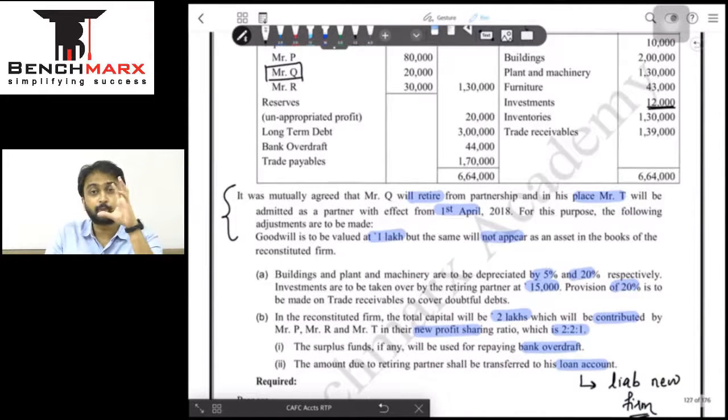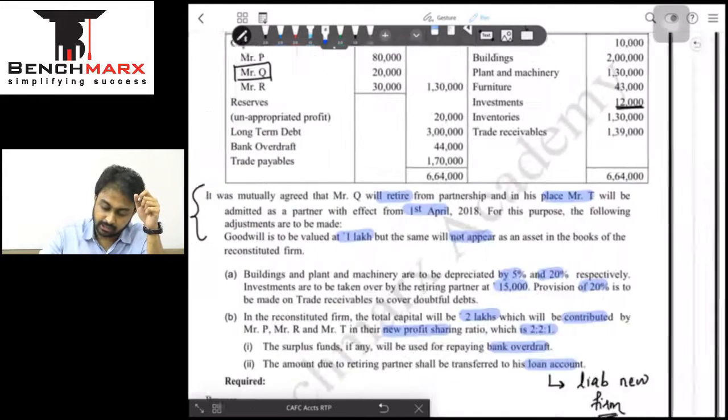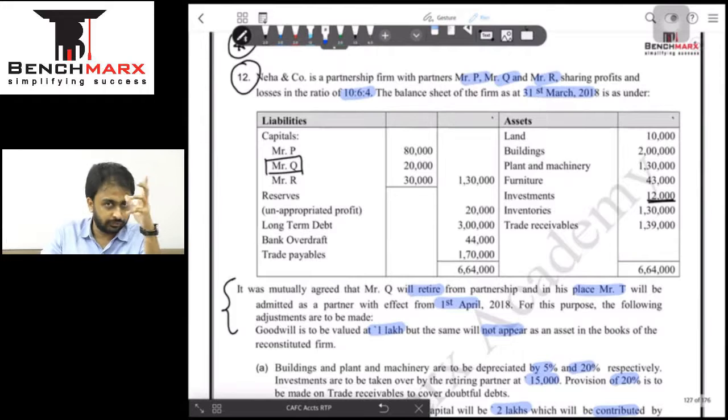First we transfer opening capitals to partners capital account. So partners capital account will come with balances 80, 20, 30, that is the opening balances of the partners.